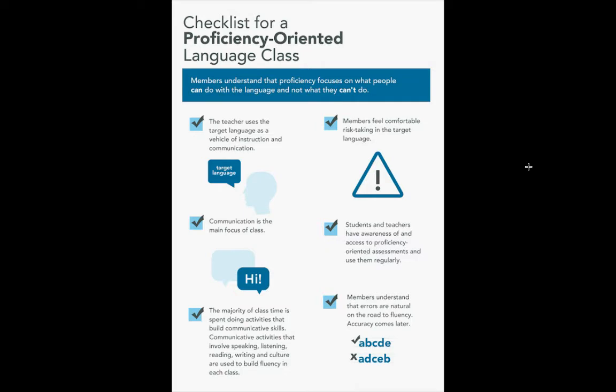So making those really interesting CI activities, reading and listening and music, that's also communication, right? We have 3 different modes of communication. We have interpersonal, talking, but to get there, you have to have a lot of interpretive communication, right? You have to understand a lot of what you hear and what you read. And beyond that, those presentational tasks, really using memorization and skill building, those all add up. All those presentational tasks add up to where you can easily bring students to where they can have interpersonal communication. The majority of class time is spent doing activities that build communicative skills, and communicative skills that involve speaking, listening, reading, writing, and culture are used to build fluency in each class.